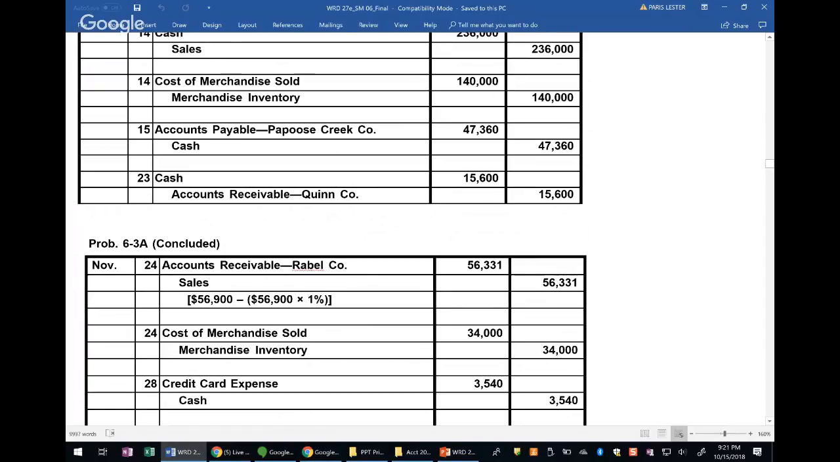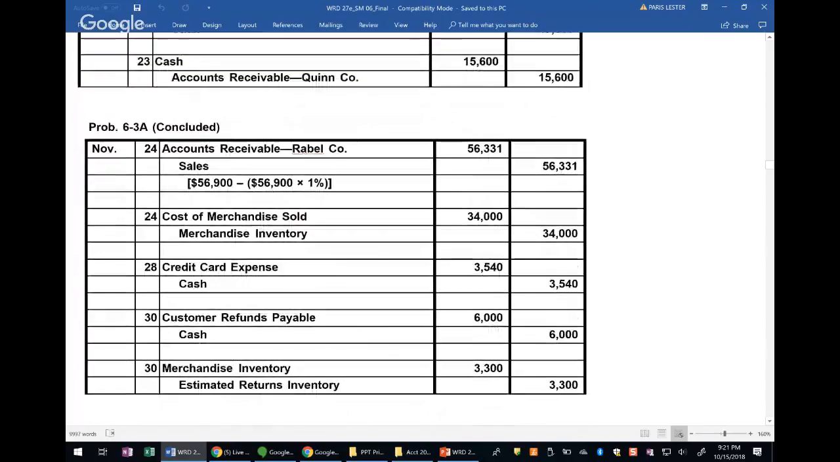All right, we paid Oquin a cash refund of $6,000 for return merchandise from sale of November. The cost of the return merchandise was $3,300. Let's just look at that one. All right, here's merchandise return. That merchandise cost us $3,300.